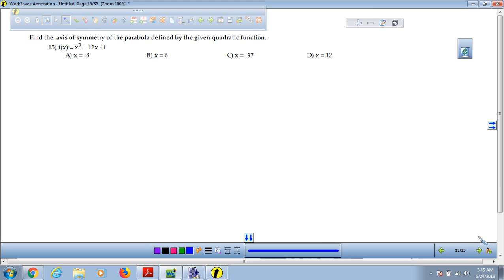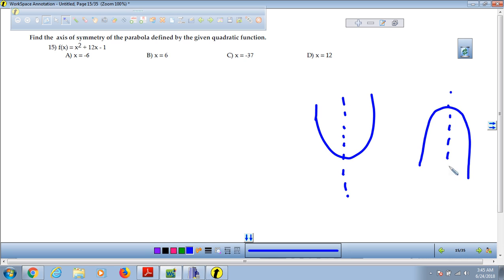Question 15. Find the axis of symmetry of the parabola defined by the given quadratic function. Axis of symmetry, in any parabola, remember, is the line that goes through the middle. Even if the parabola opens down, it's a line that cuts the parabola into two equal parts.